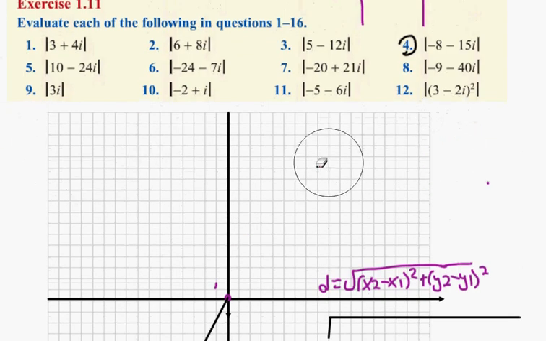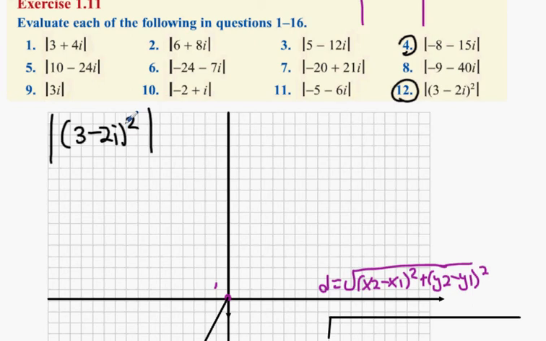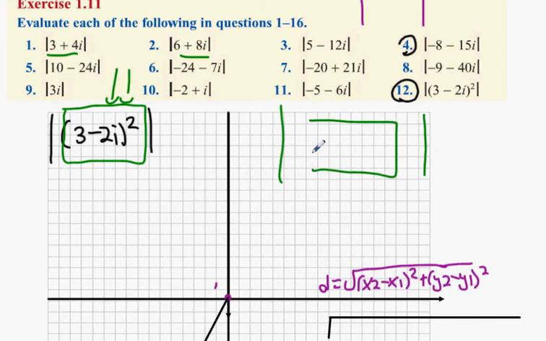So if you take a question like question 12 as an example, it's slightly more difficult because do you see the squared on the inside? Now the rule is, no matter what is on the inside, make sure that it's solved first. Make sure that it looks something like this. So whatever is inside the two straight lines, I have to work on this first. Only when I'm finished working on it can I then apply the modulus formula.